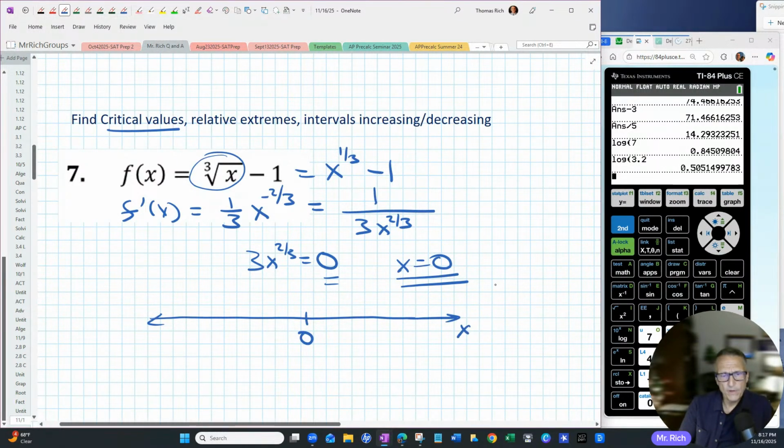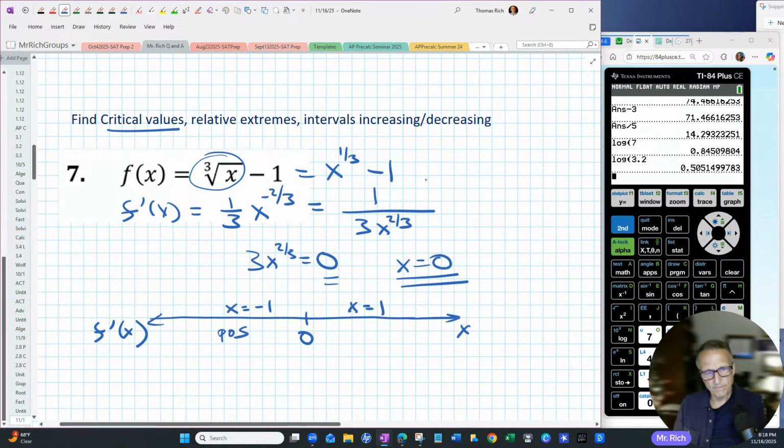And then what I'm going to do is pick a value of x that would be to the left of 0. I'll use -1. I will choose a value to the right of 0, which would be x equals +1. And then what I want to do is find out what the sign is for f prime of x when x takes on these two test points, -1 and 1. And when I plug in -1 into my derivative, that's going to give me a positive value. Now, why will it be a positive value?